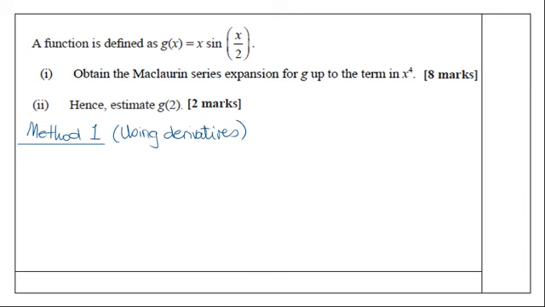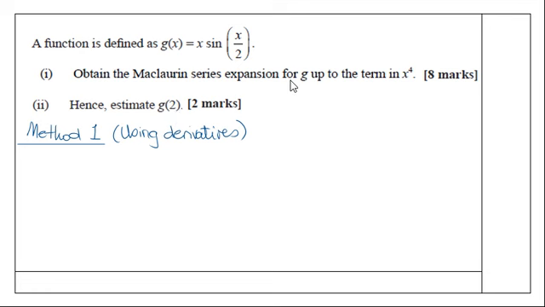For my first example on the Maclaurin series, I'm going to be using this past paper question. We're given a function g of x as x sine of x over 2, and we're asked to obtain the Maclaurin series expansion for g up to the term in x to the 4. And then afterwards, we're going to use that expansion now to find g of 2.